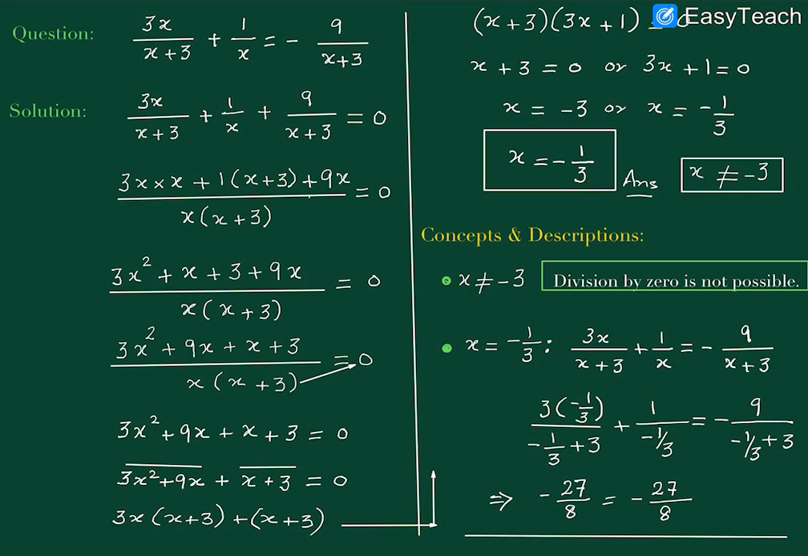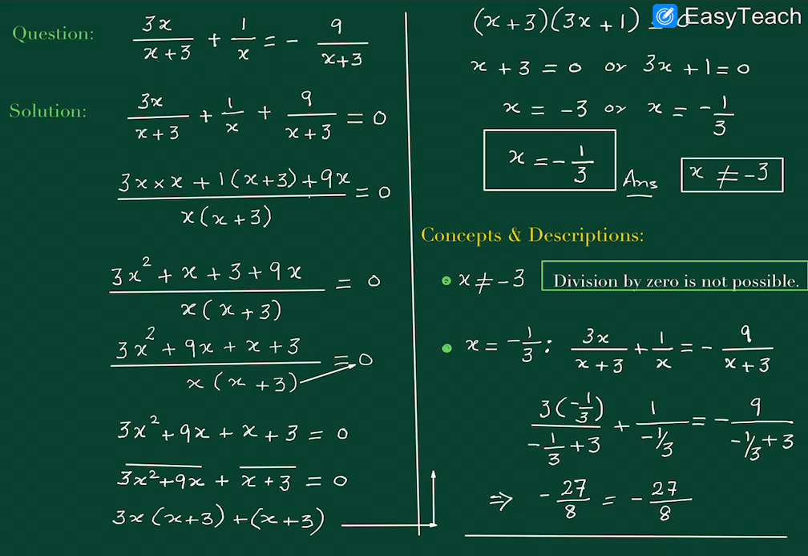So here x cannot be equal to minus 3 because when we put the value x is equal to minus 3 in this question, you see minus 3 plus 3 gets 0. So division by 0 is not allowed. So it will be meaningless. So x equal to minus 3 cannot be a solution of this equation.